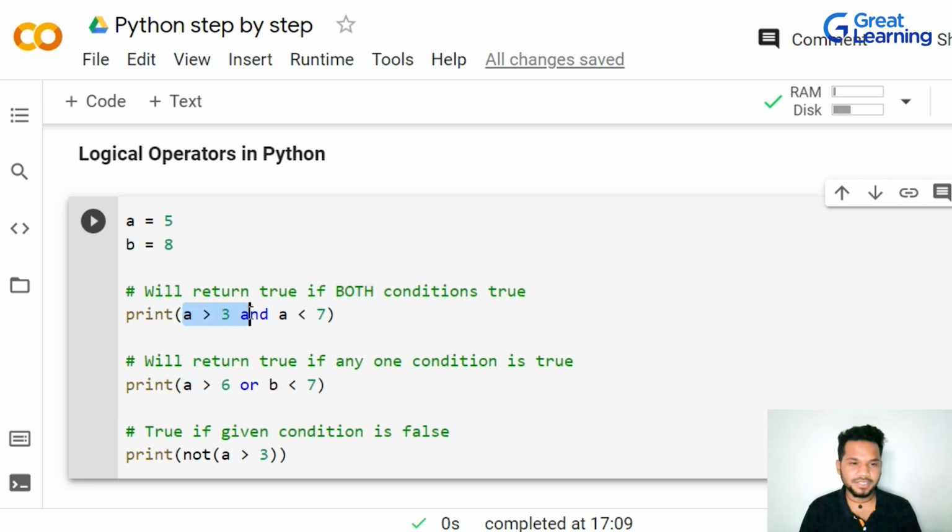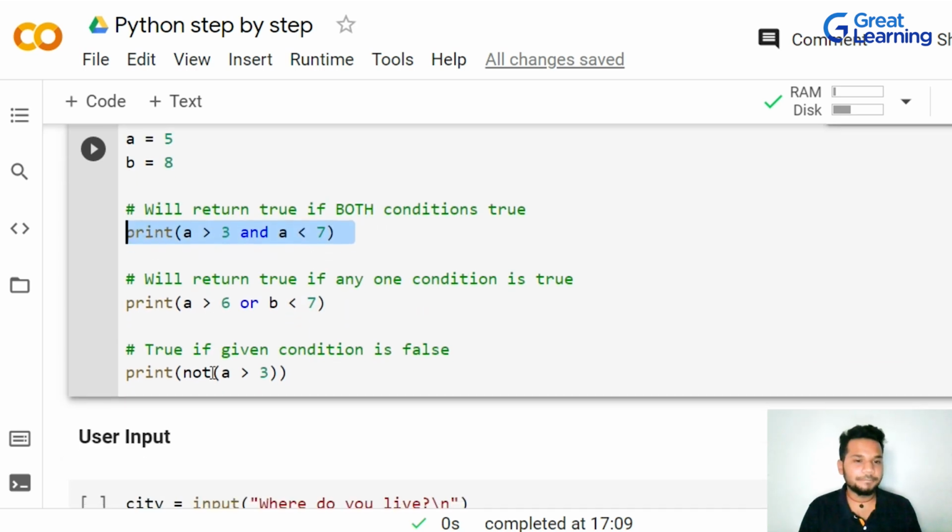First of all, let's look at one condition: A greater than 3. How much is our A? It's 5. Is 5 numerically greater than 3? Yes. 5 apples is more than 3 apples, right? So this is true. And is A less than 7? How much is A? 5. 5 is less than 7. That's correct. So this is correct and this is correct. Since both of them are correct, we'll have an output called true. It will say, yes, you are correct. Next thing. So this will return true.